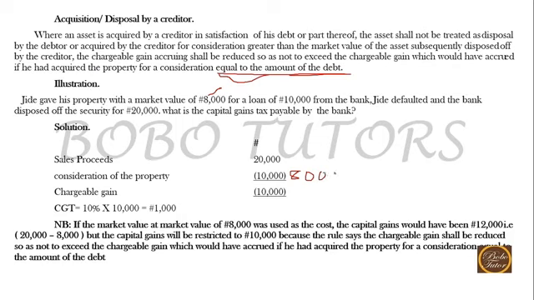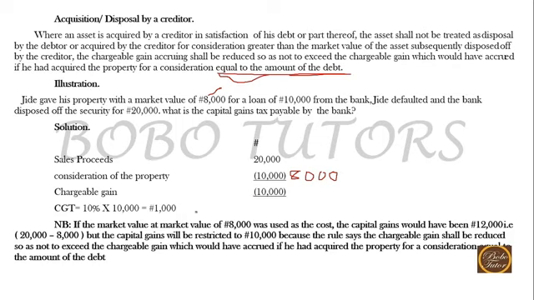But the government wants to restrict, based on that rule, the capital gains to an amount as if the consideration is equal to the amount of debt, that is, the cost of that asset is restricted to the amount of debt. That's why I said 20,000 minus 10,000. That will give us 10,000 as chargeable gain.